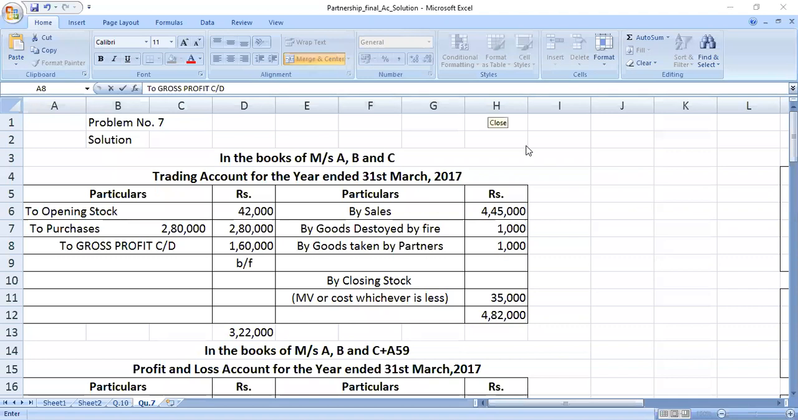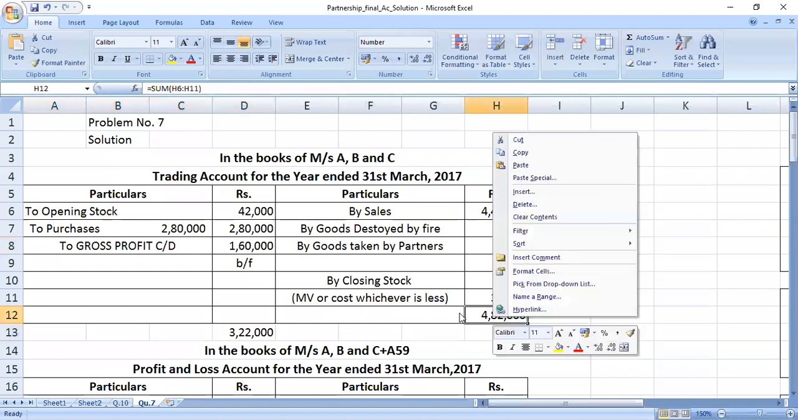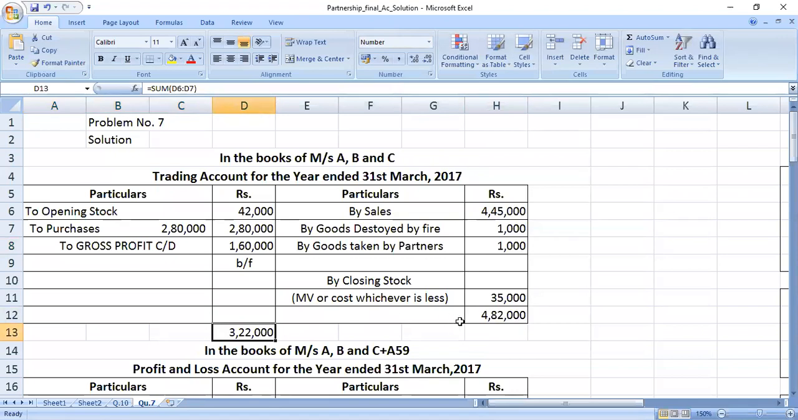Mute please. I hope you understood. The credit total 4,82,000 was there, and the debit total 3,22,000 was there. So credit total minus debit total, the rest of the value is the gross profit. Gross profit. Here, for tally, we have to put 4,82,000.